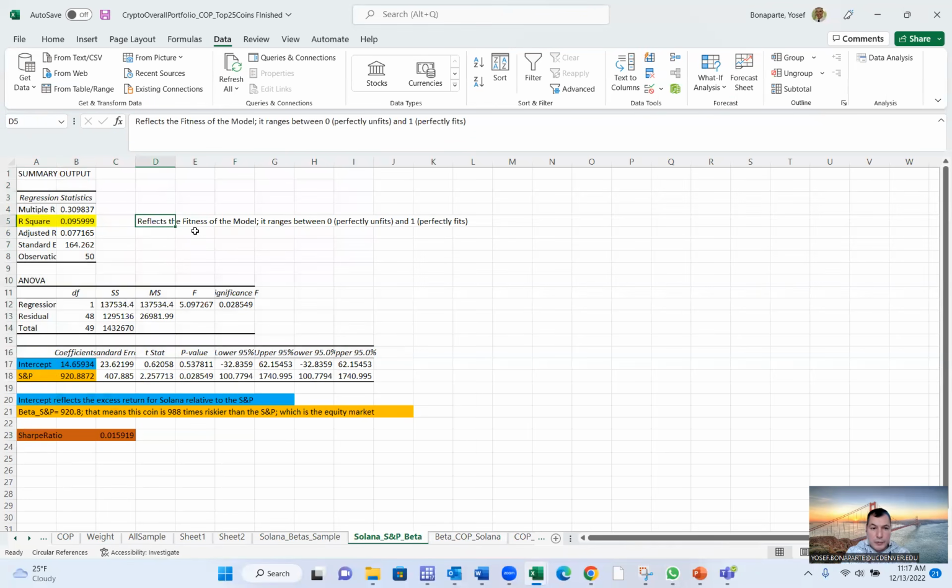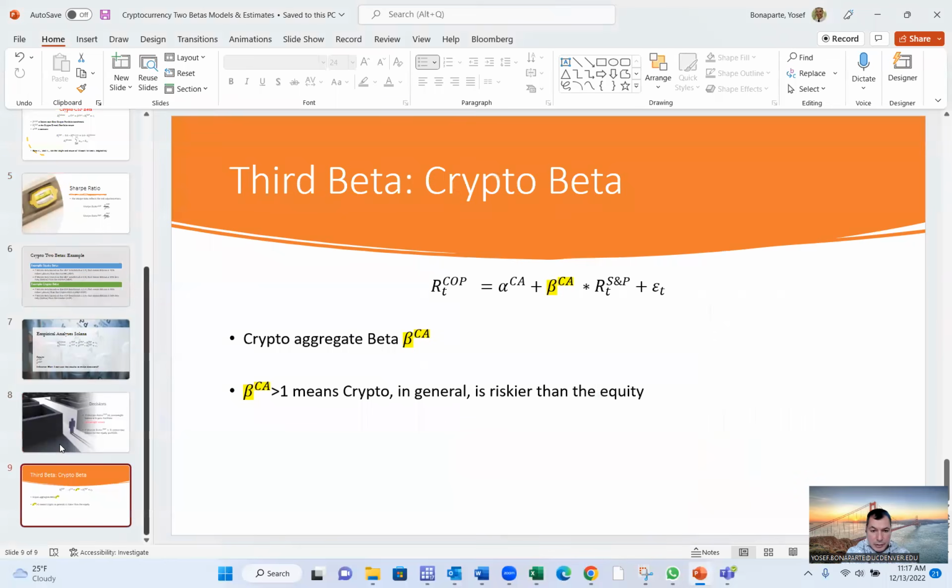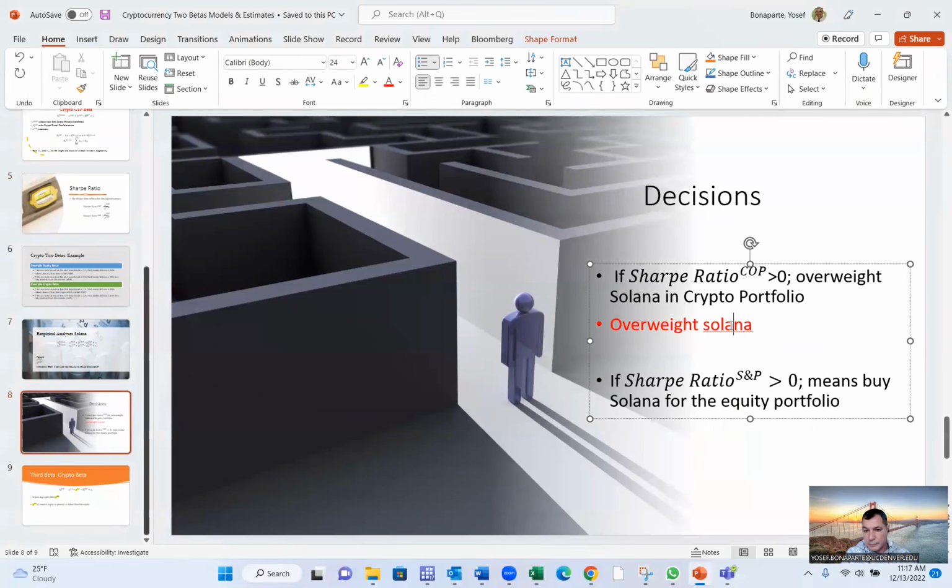The R squared reflects the fitness of the model. It ranges between 0, perfectly unfit, and 1, perfectly fit. The alpha is 14.6. The beta is 9.920. The Sharpe ratio, which is the alpha divided by the beta, is greater than 0, at 0.015. Therefore, the inference here is that if the Sharpe ratio is greater than 0, it means buy more Solana for equity. If you have an equity portfolio, then go long and buy Solana in your equity portfolio.